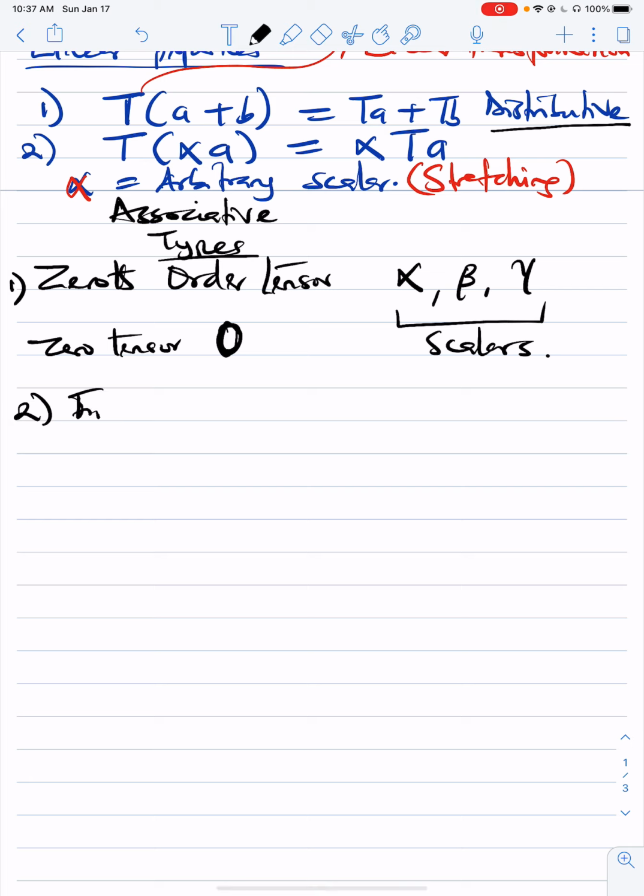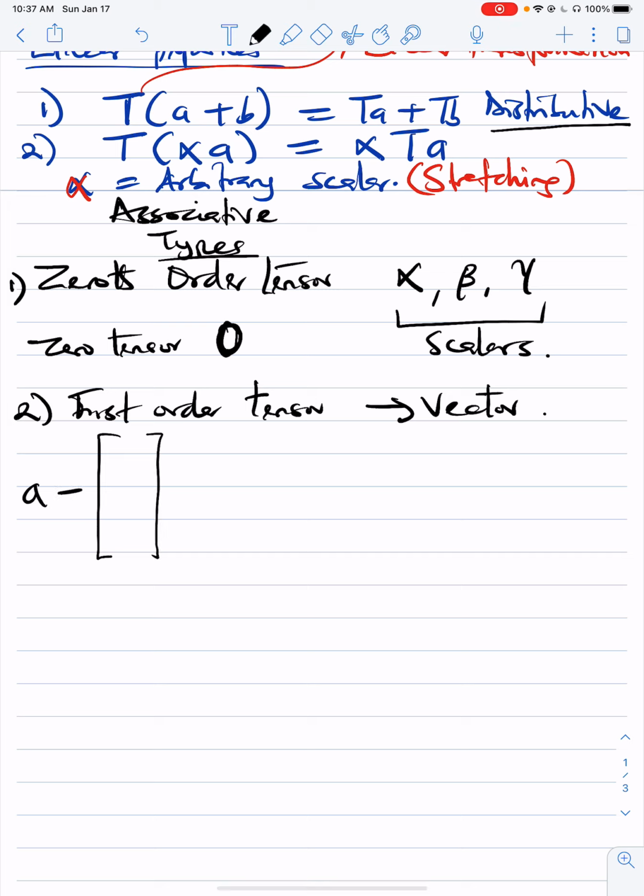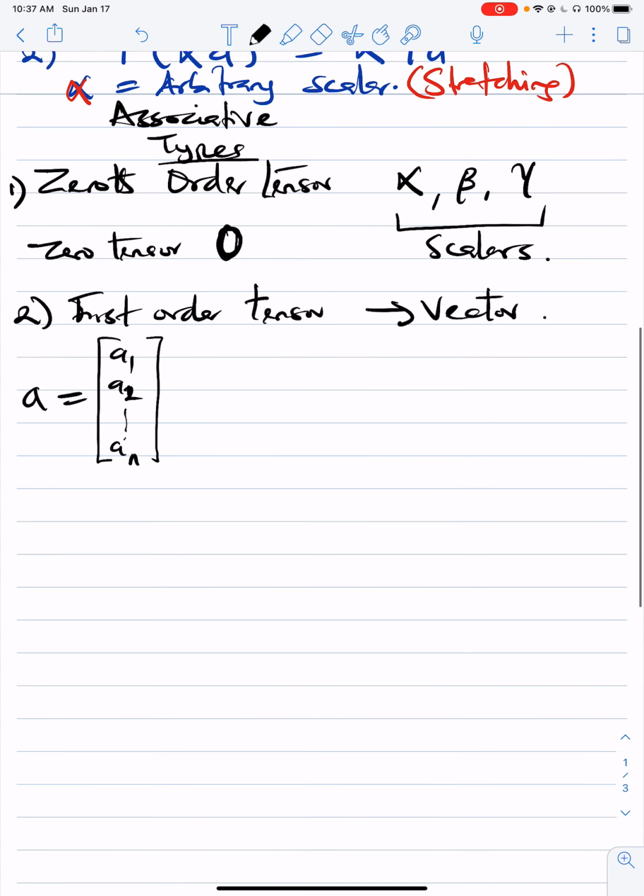You can have a first order tensor. An example of a first order tensor is a vector. So if this is A, it could be A1, A2, all the way to AN. This is a vector. So this is an example of a first order tensor.